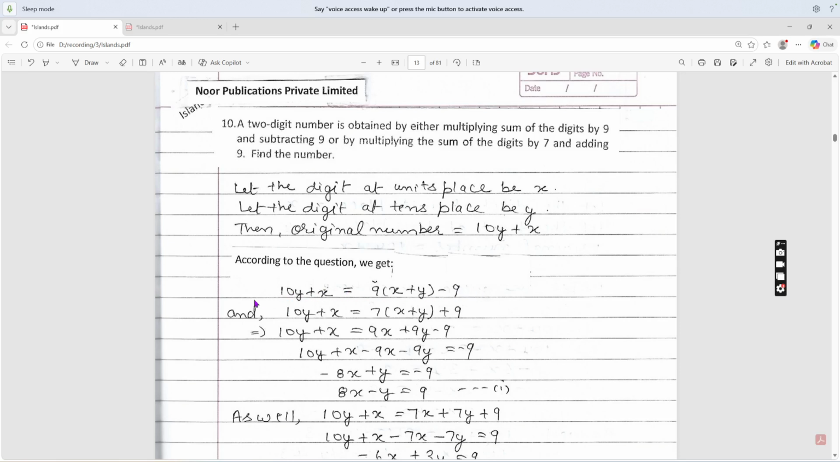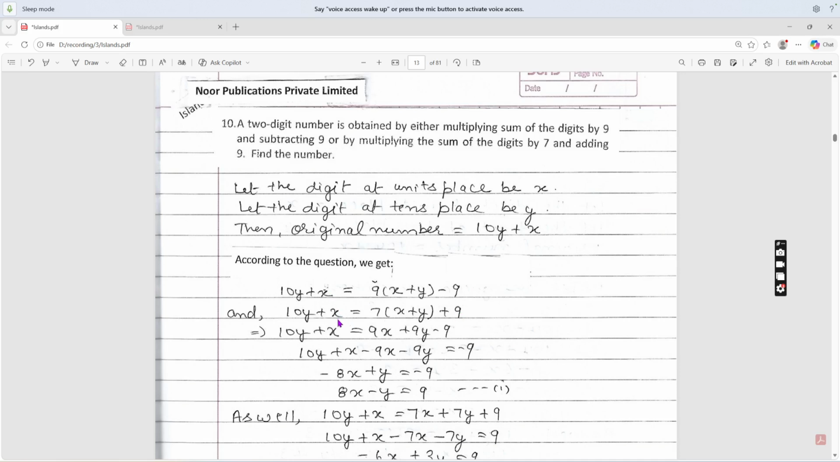And just see the second situation, which is written: or by multiplying the sum of the digits by 7 and adding 9. Now see, the sum of the digits is x plus y, into 7 and adding 9, that is plus 9. And what is the 2-digit number? That we know very well, 10y plus x, and it is equal to 7 into the sum of the digits, that is x plus y, and adding 9, that is plus 9.